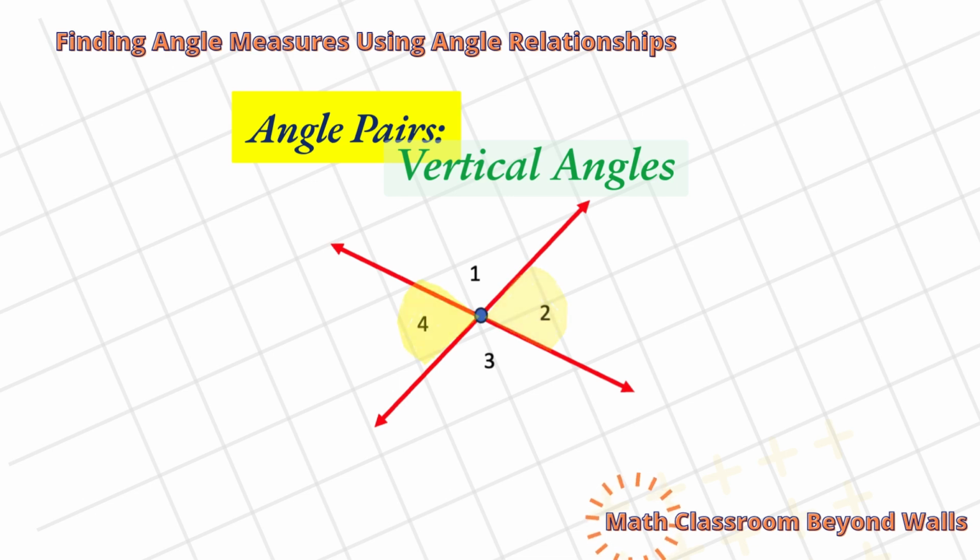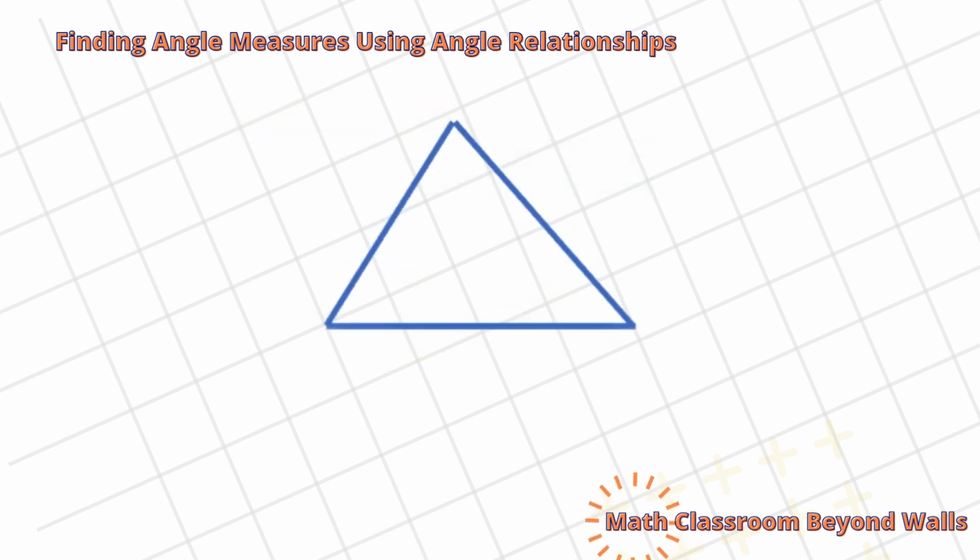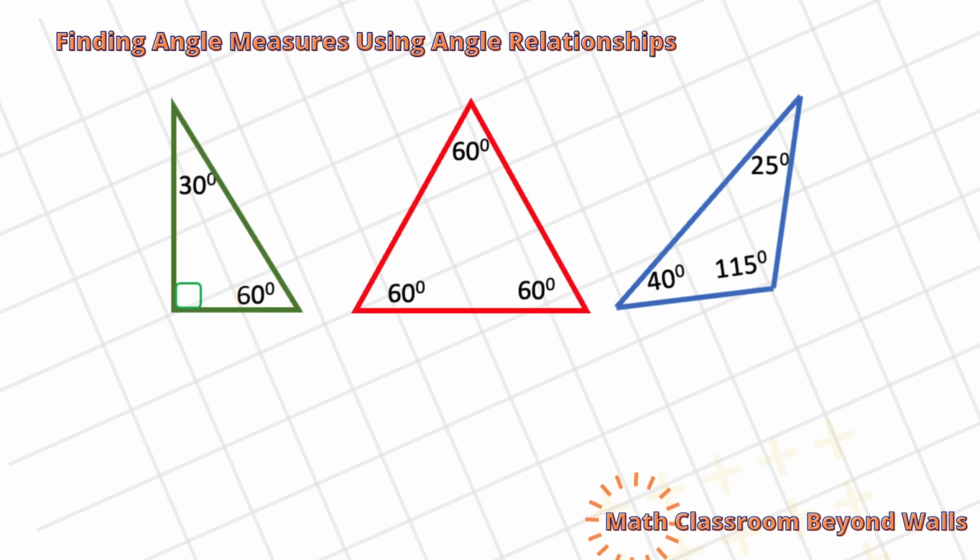Now let us look at this triangle. How many angles inside the triangle are there? Right, there are 3 interior angles, and each angle has its own measure. But the sum of these 3 is always 180 degrees, no matter what type of triangle it is. Check this triangle that we have here. The sum of the angles inside each triangle is 180 degrees.